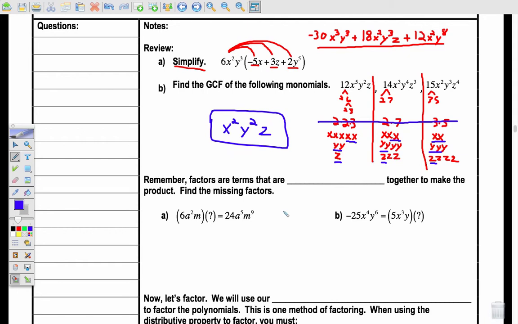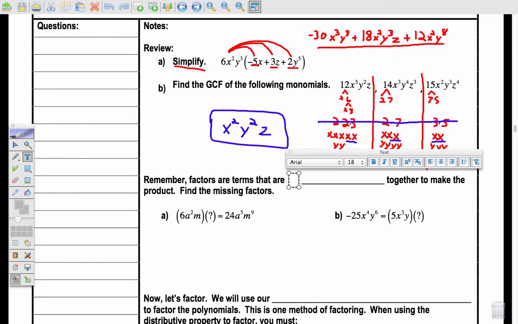Alright. Remember, factors are the terms that are multiplied.